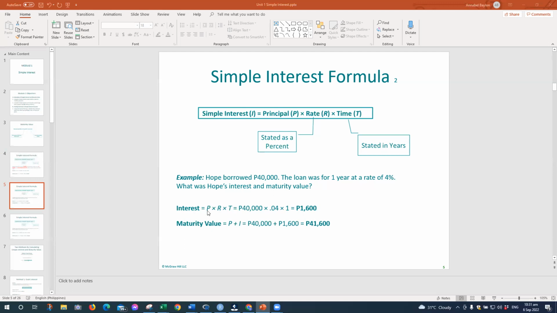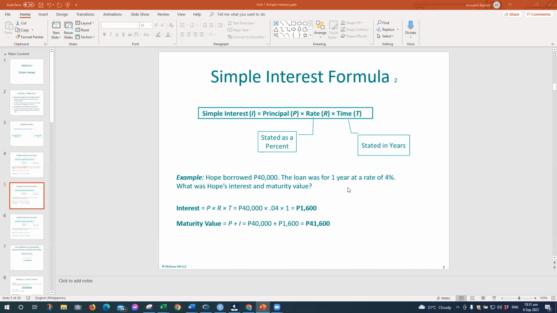Principal is directly proportional to interest. Increasing principal means you will increase interest. Increasing the rate means you're going to increase interest. Increasing the period means you're going to increase the interest. So any one of these that increases will result in an increased interest. Okay, so they're directly proportional.